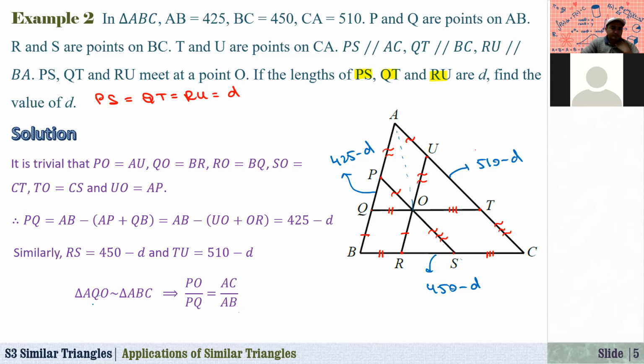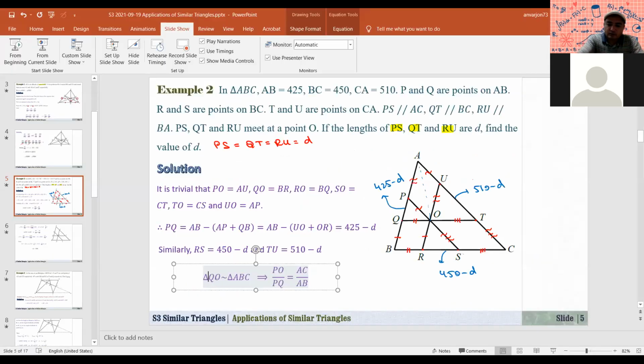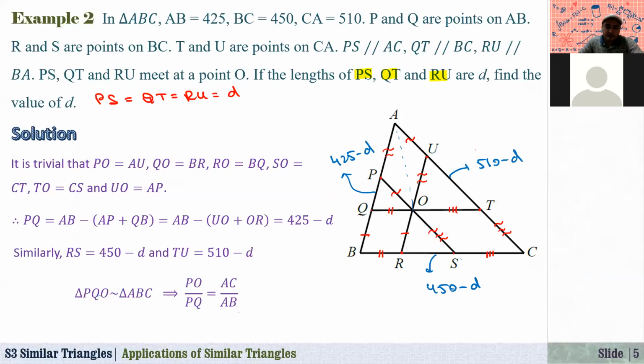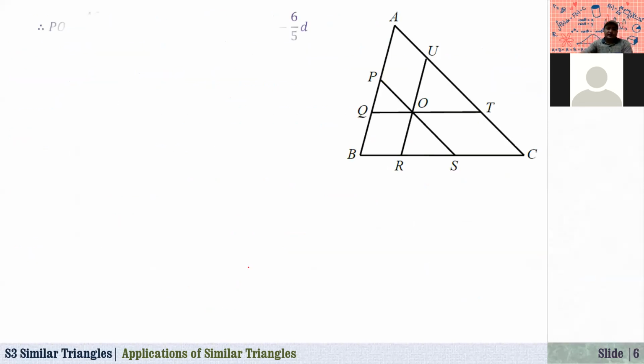Now we have PQ. No, not AQ, it should be PQO. AQO is also similar, but I need PQO here. So PQO is similar to triangle ABC. So now from here, PO over PQ is equal to AC over AB.